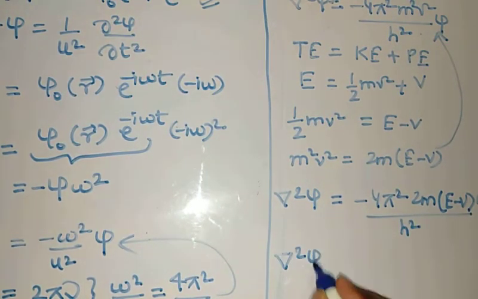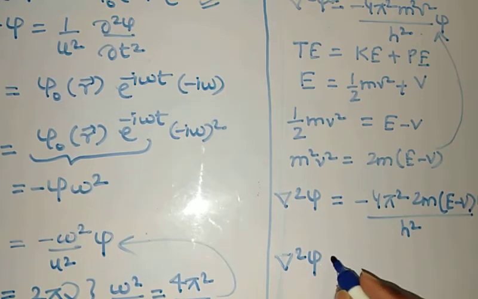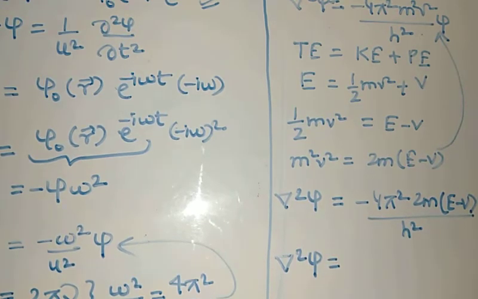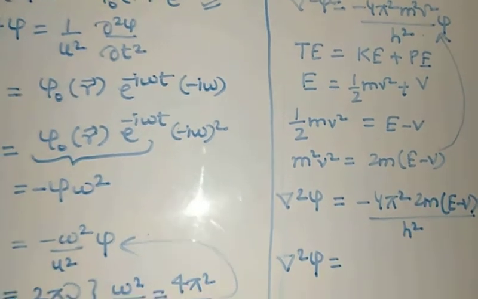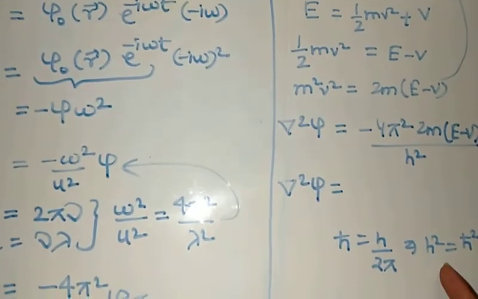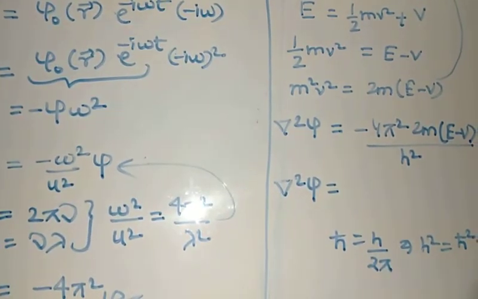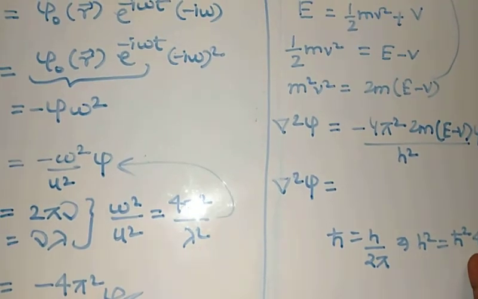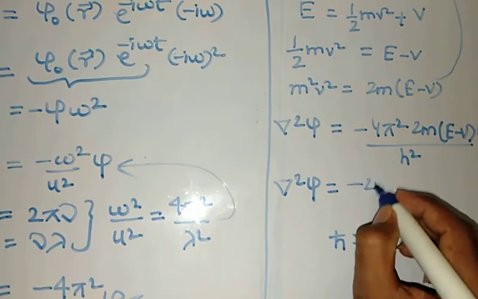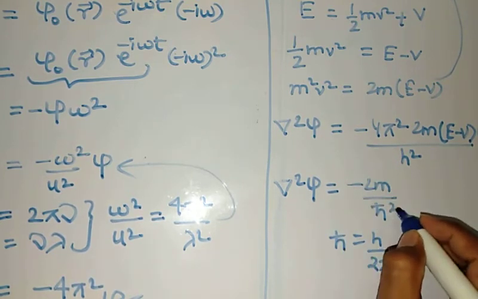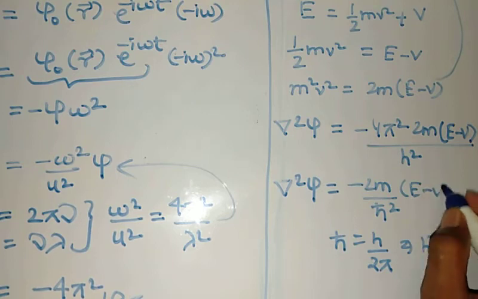Now I am going to introduce h cut. H cut is h upon 2 pi. It means h square is h cut square 4 pi square. Use this relation here, so 4 pi square will be cancelled out. Yes, I am talking about this relation. We will use this relation here. So this will be minus 2m upon h cut square E minus V psi.